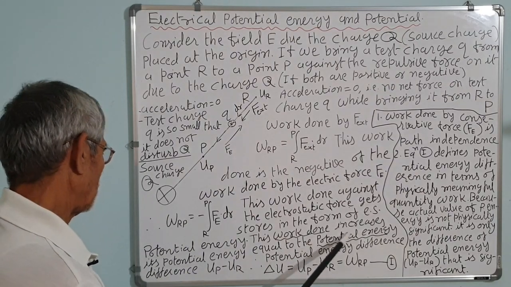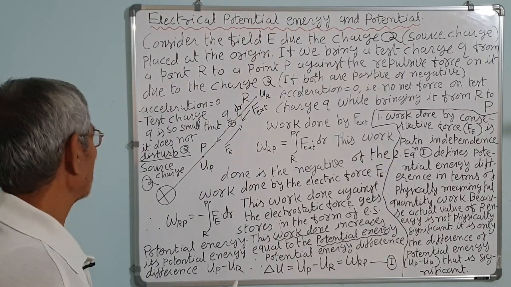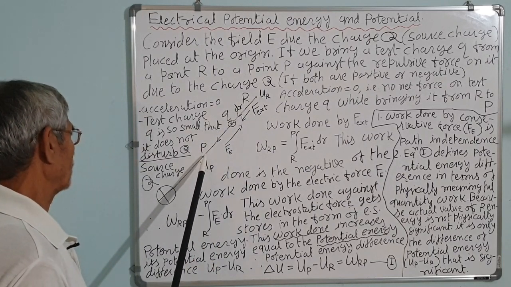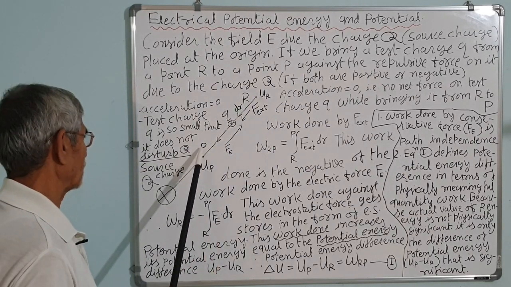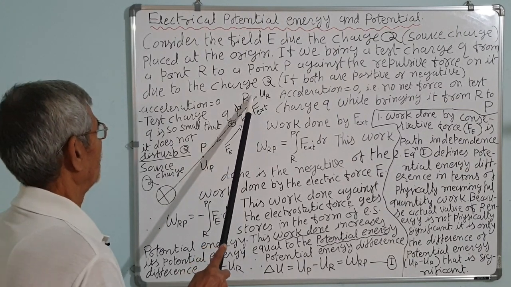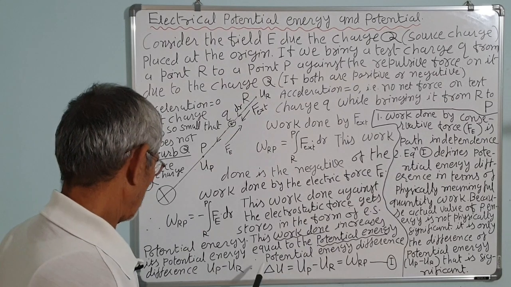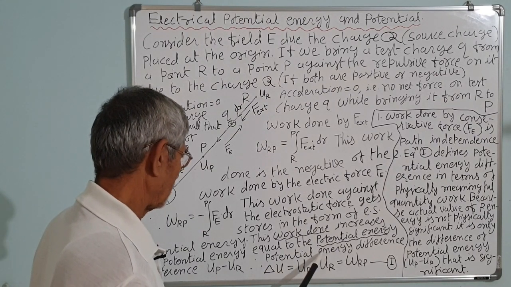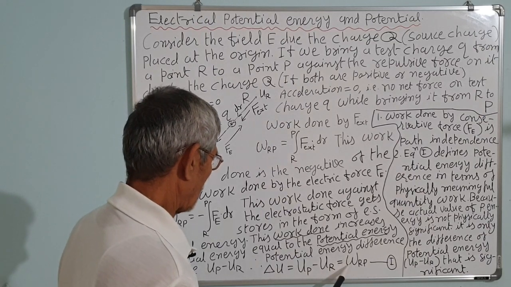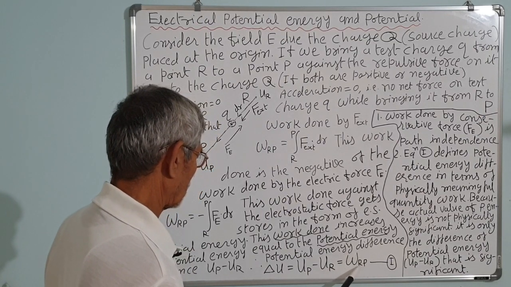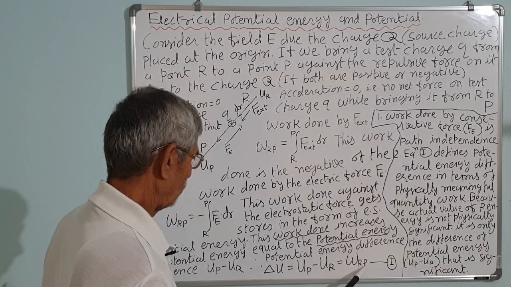And that work done is equal to the potential energy difference UP minus UR. UP is more than UR, so work done will be equal to UP minus UR. That is, potential energy UP at P minus potential energy UR at R. Say it is delta U, the delta U is equal to UP minus UR, that is equal to work done WRP, that is work done in bringing the charge small q from R to P.